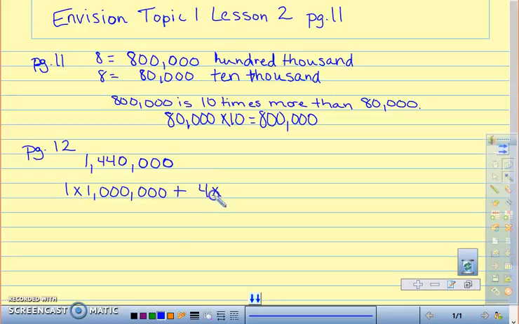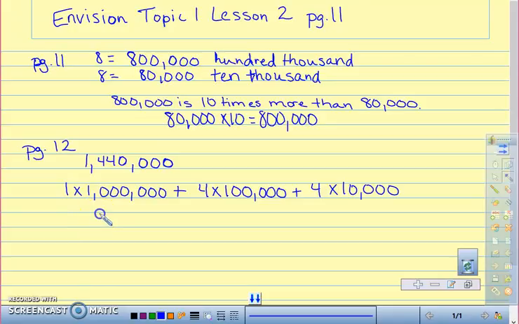4 times 100,000 plus 4 times 10,000. Now, that is a true statement. 1 times 1 million is 1 million, plus 4 times 100,000 is equal to 400,000, plus 4 times 10,000 is equal to 40,000. If we add those together, we will get 1,440,000.